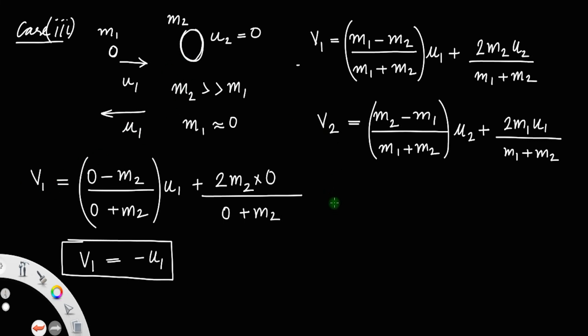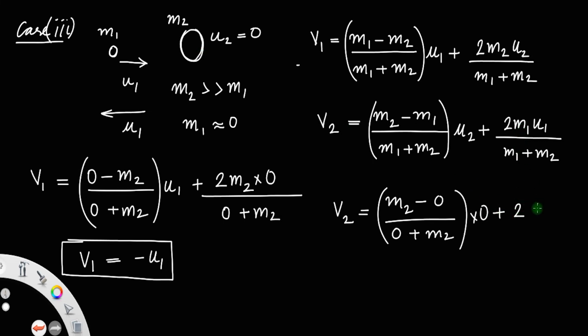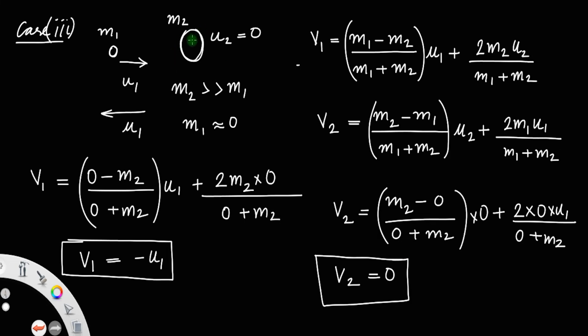So what will happen to the velocity of the second body? v2 is equal to m2 minus 0 divided by 0 plus m2 times u2, which is 0, the second body is at rest, plus 2, this can be assumed as 0, we took that as 0, into u1 divided by 0 plus m2. Since this is equal to 0 and this also is 0, v2 is equal to 0, which means the second body, that is the massive body, continues to be at rest. It doesn't acquire any velocity.